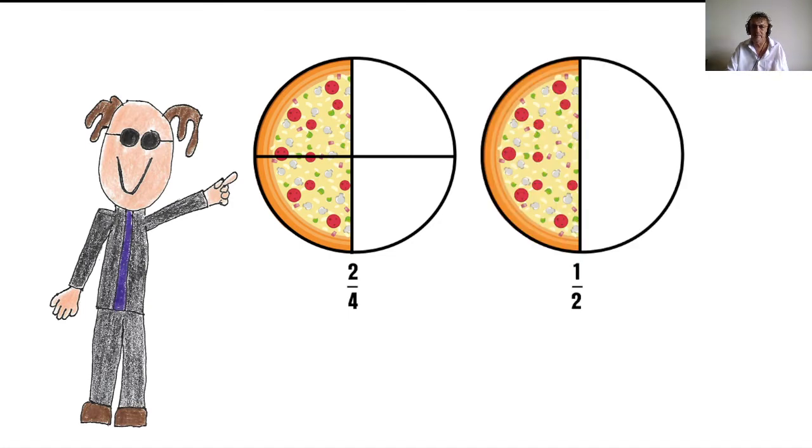Now, if you look, we have reduced. We have written the number lower, but the value remains the same. 2/4 is exactly the same as a half, or 1/2. You can see that. 2/4 of a piece of pizza is exactly the same as half a pizza. Do you agree? Yes?